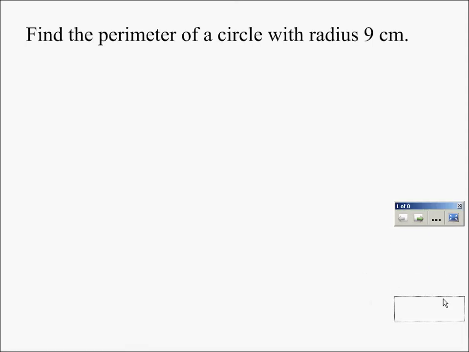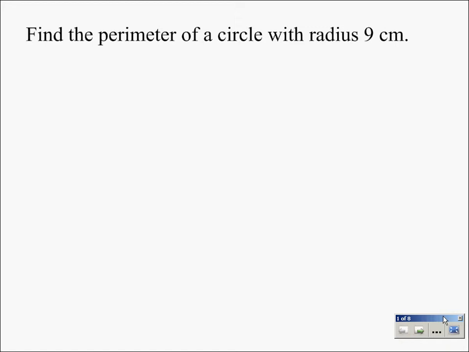Hi ladies and gentlemen, today we're going to work on determining the missing part in a 2D object. So we're given the area or the perimeter and we're trying to find the length, the width, the height, the radius, something that they're asking for. So we're just going to combine our geometry with a little bit of algebra.